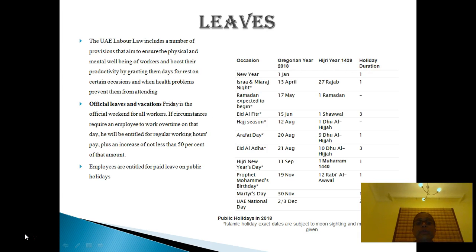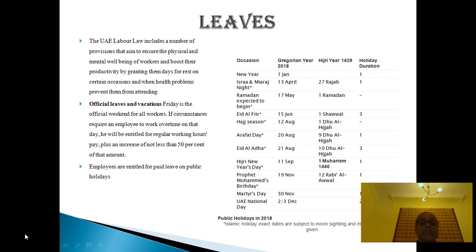Leaves. The UAE labor law includes a number of provisions that aim to ensure the physical and mental well-being of workers and boost their productivity by granting them days for rest on certain occasions and when health problems prevent them from attending.